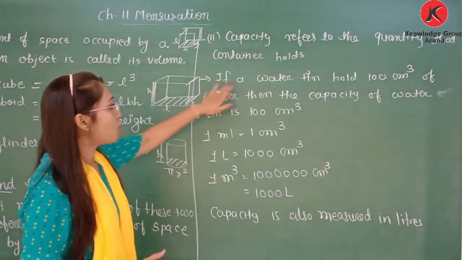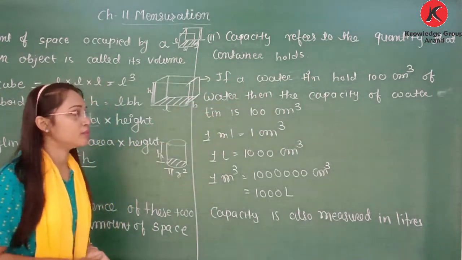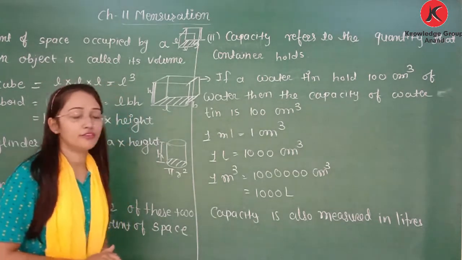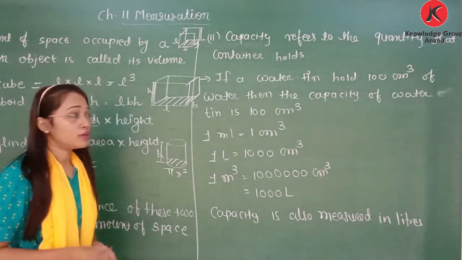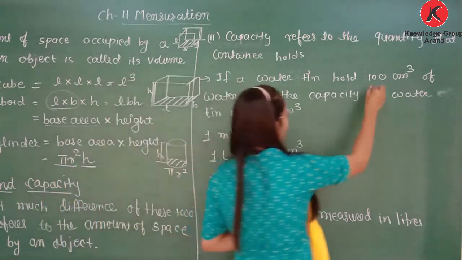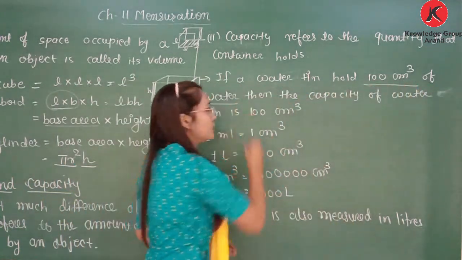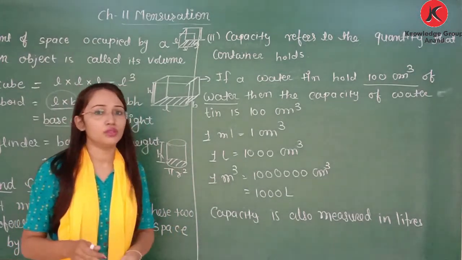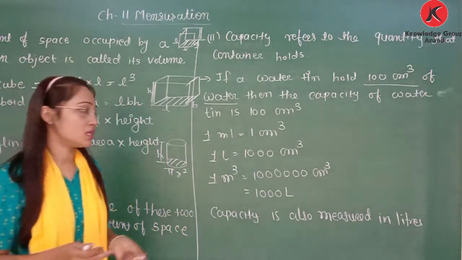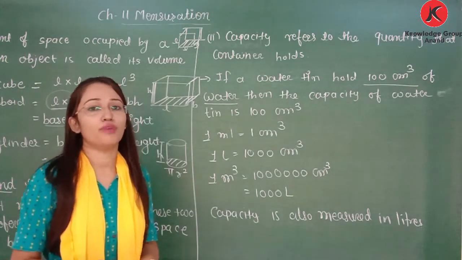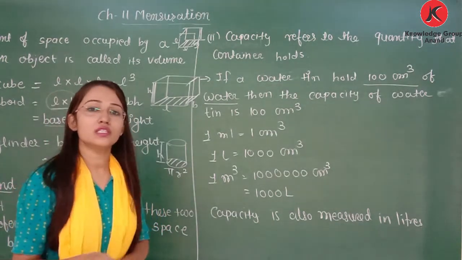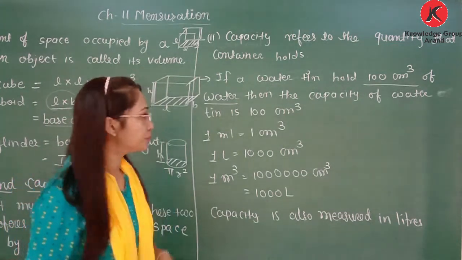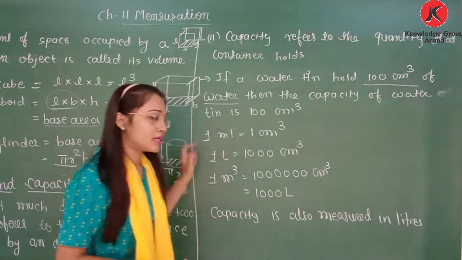If a water tin holds 100 centimeter cube of water, then the capacity of the tin is 100 centimeter cube. If in a bottle there is 100 centimeter cube of water, then that becomes its capacity. If we have a tin and it holds 1 liter of milk, then that becomes its capacity. So the capacity of that tin will be 1 liter. We can also measure the capacity in liters.